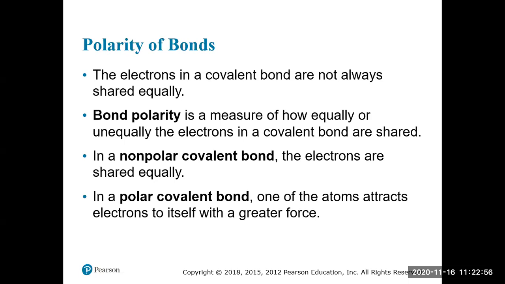Bond polarity is simply a measure of how equally or unequally those electrons in the covalent bond are shared. If it's shared equally, we say that's nonpolar. If it's not shared equally, then we say it's polar. Once again, polarity is a term that we use when talking about covalent bonds to describe how the electrons are being shared. If they're being shared equally, we say it's a nonpolar covalent bond. If the sharing is not equal, then we say it's a polar covalent bond.